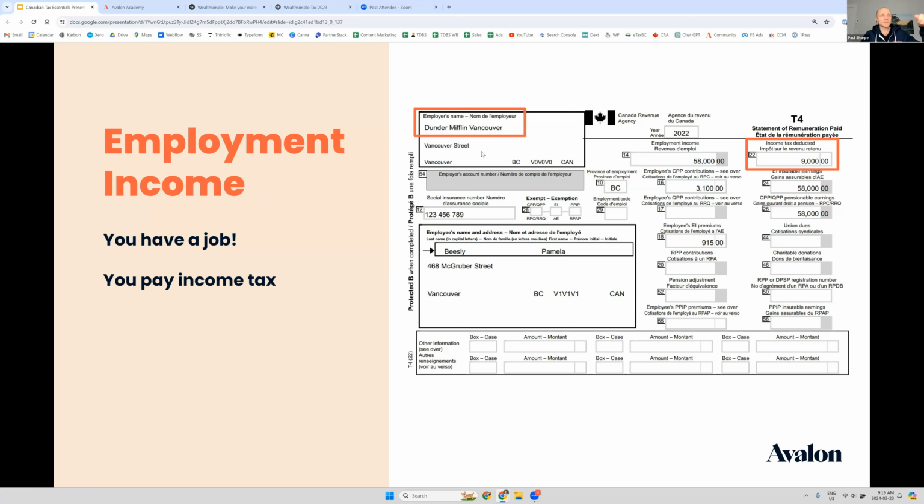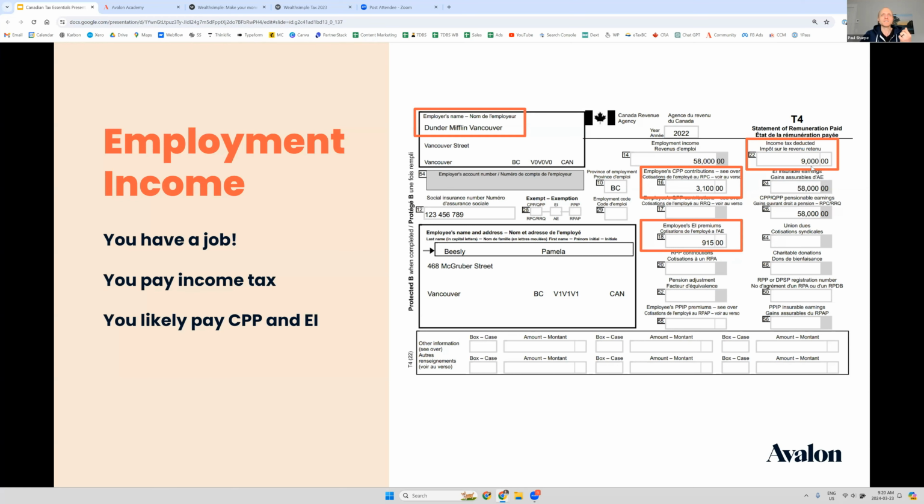So on your pay stub, you'll see net pay, and that's because you've had income tax deducted already and remitted for you. And typically, you'll also likely have CPP, Canada Pension Plan, and employment insurance premiums deducted as well. And CPP, you're going to be able to collect when you retire. Employment insurance is there if you can't work, you can apply for employment insurance benefits. And so those get deducted and remitted by your employer. So you don't typically need to do that if you have a job. So Dunder Mifflin Vancouver is taking care of that for Pam.